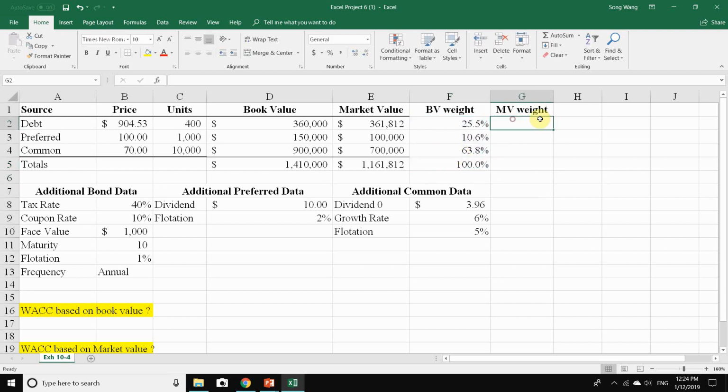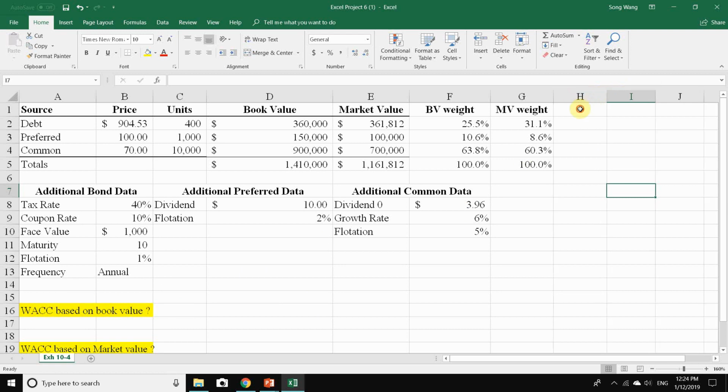Okay, and then for market value, it's the same story. You're going to use each individual capital divided by the total, and make sure you lock the total. And then push it to percentage, and then drag it all the way down. Okay, and then just drag it to the right. You get a sum of the total. Okay, so you're going to use the market value weights and the book value weights to get the WACCs accordingly.